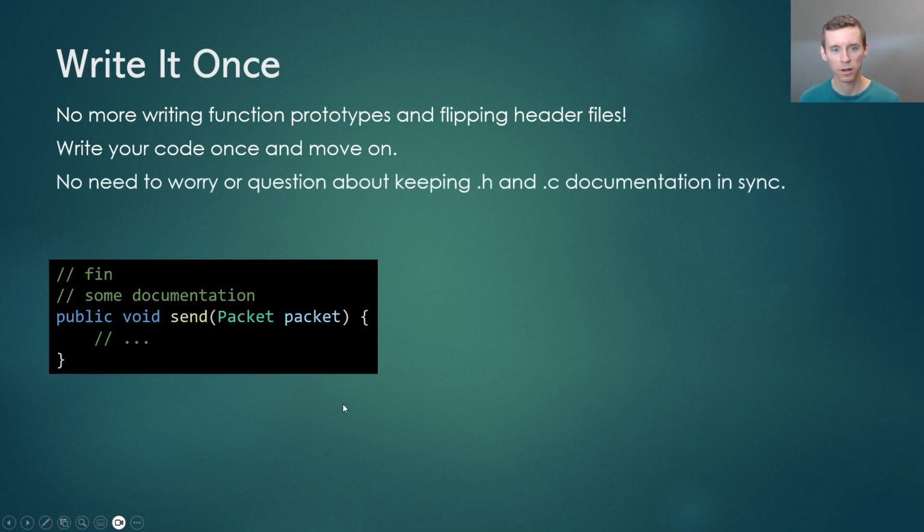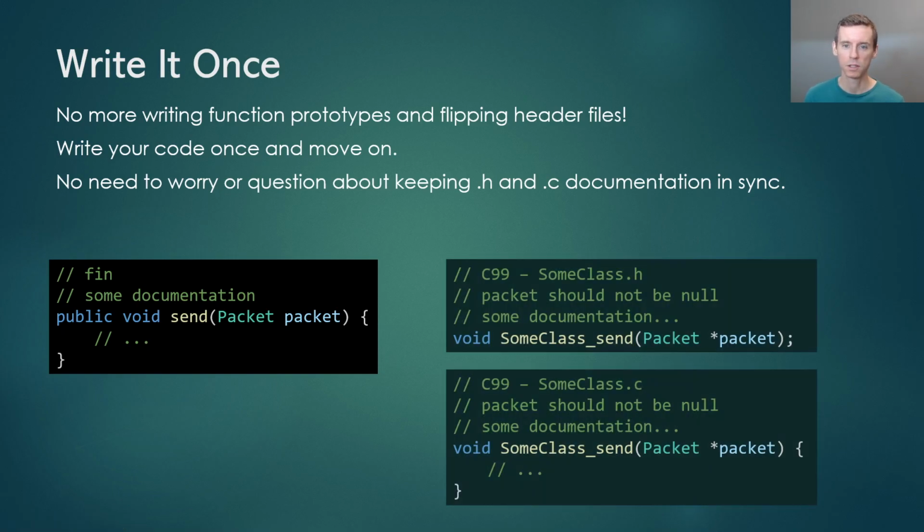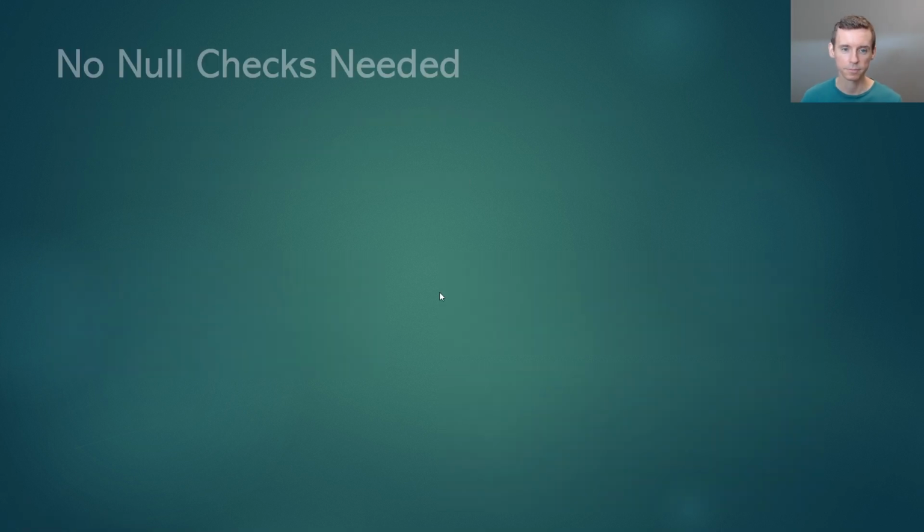And there's no worry or question about keeping .h and .c documentation in sync. And the endless, stupid, pointless arguments over, like, should it be in the H file? Well, is it a library or is it internal? Should it be in the C file, like by the implementation? Again, sometimes people put it in both, but then one gets out of sync and it's just a pain in the butt. We don't have to worry about that with Fin.